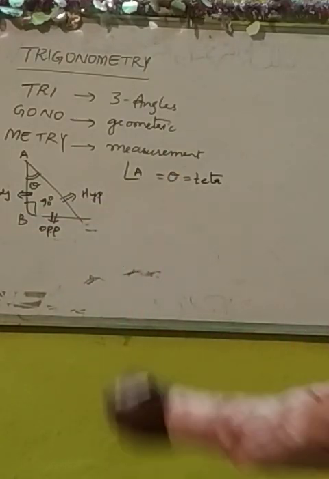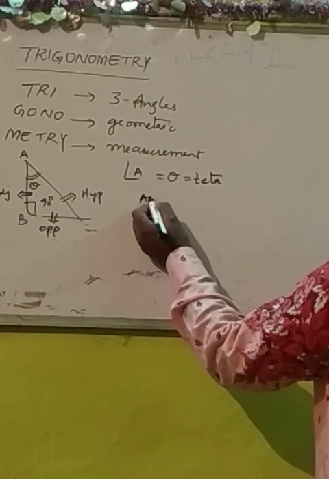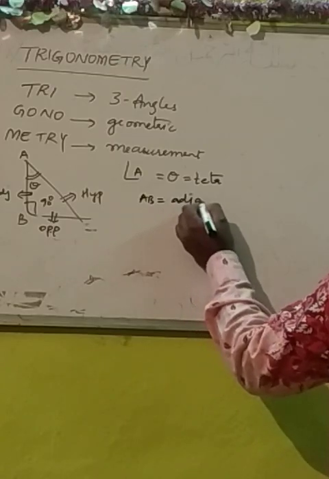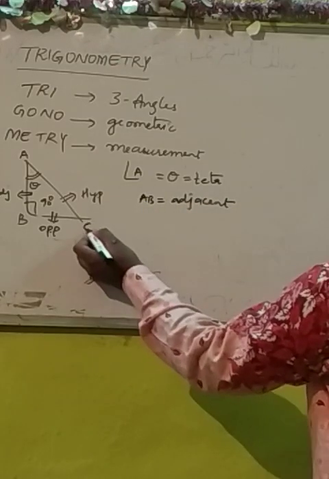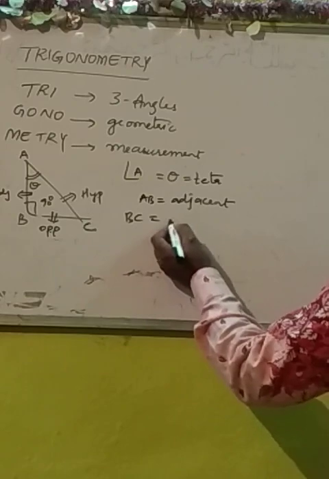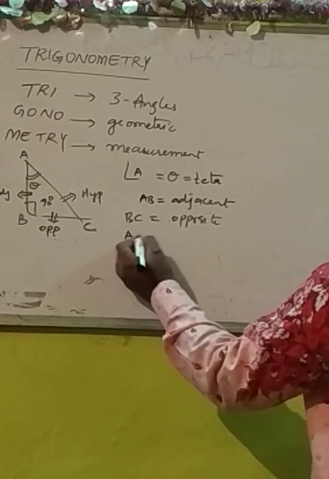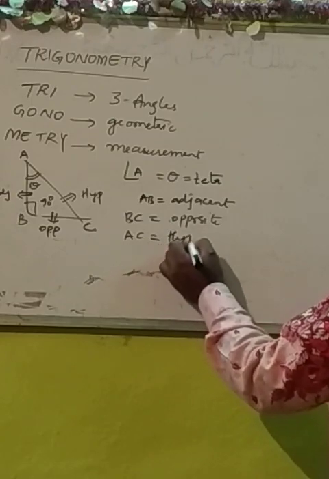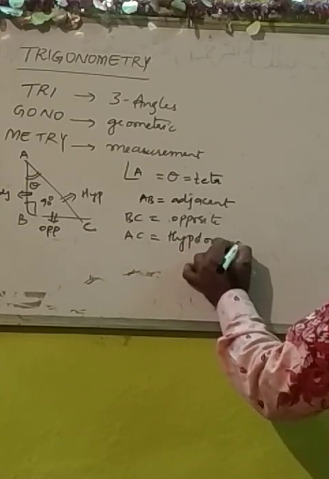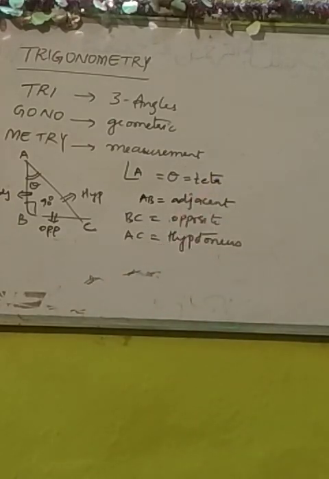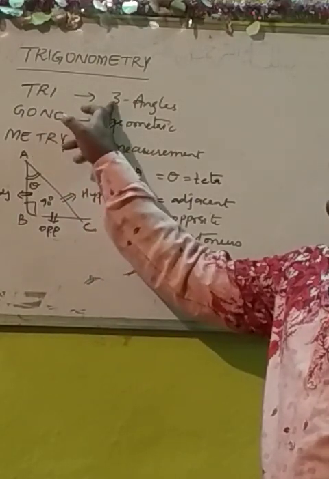So what are we seeing? We have AB, which is assumed to be the adjacent side. Then we have BC, which we call the opposite side, and the longest side is AC, which is nothing but the hypotenuse. So we got these three sides, and we will be having three angles.